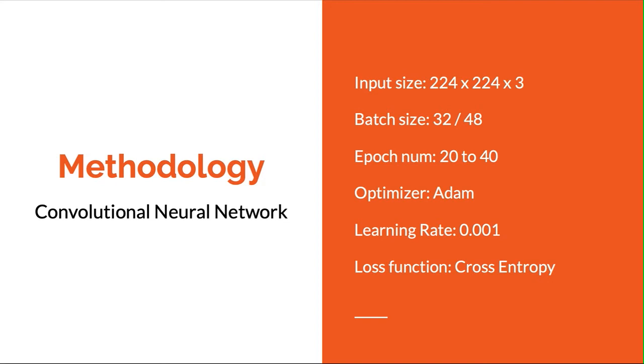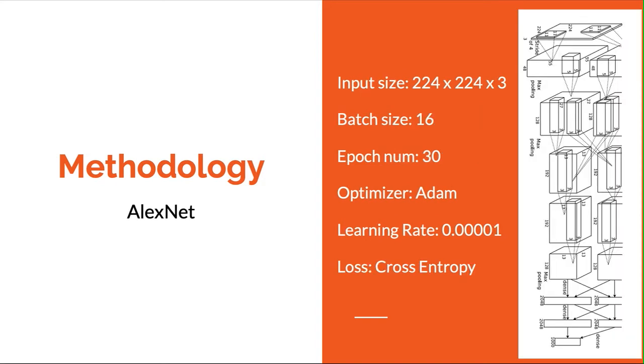On the right-hand side are the parameters we set for our CNN models. We use ADAM as our optimizer, and we modify the learning rate to 0.001. We also introduced an AlexNet model in our work, and the right-hand side shows the architecture of it and the parameters in our AlexNet model.